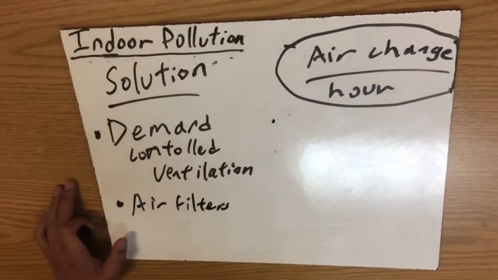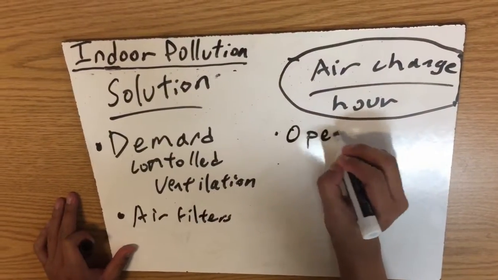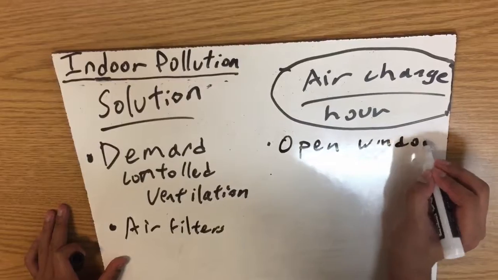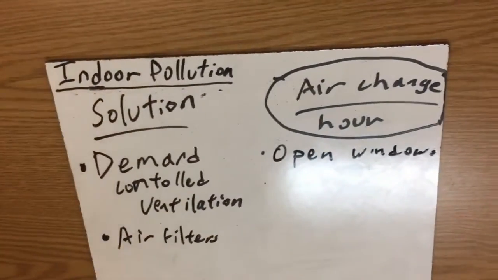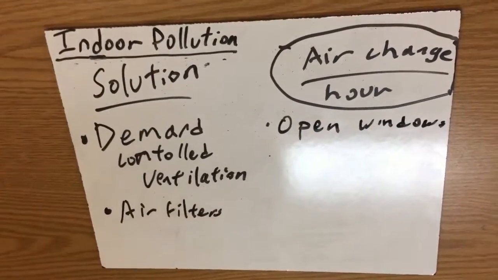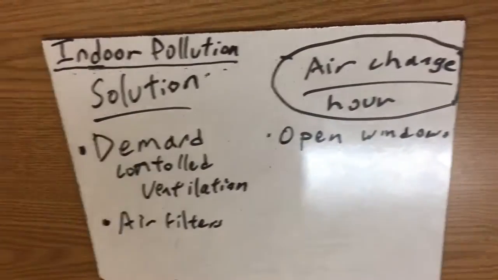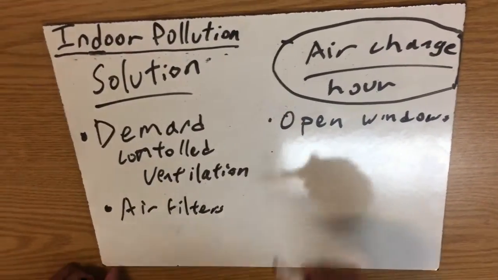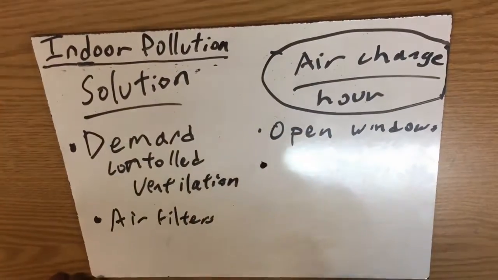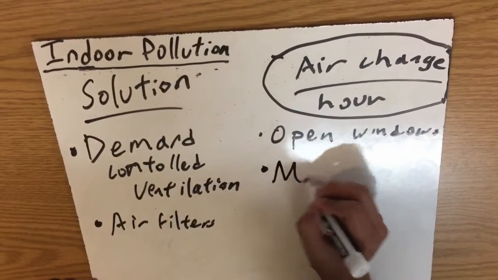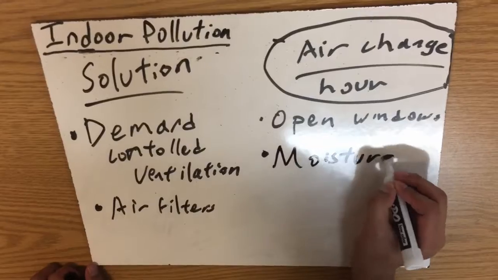Less expensive methods include opening windows more often. This is usually for smaller houses rather than big buildings where you can't open windows. Opening windows is probably one of the more common and cheaper solutions. And then finally, this is specifically for mold. You can control the moisture levels, and that will help decrease mold.